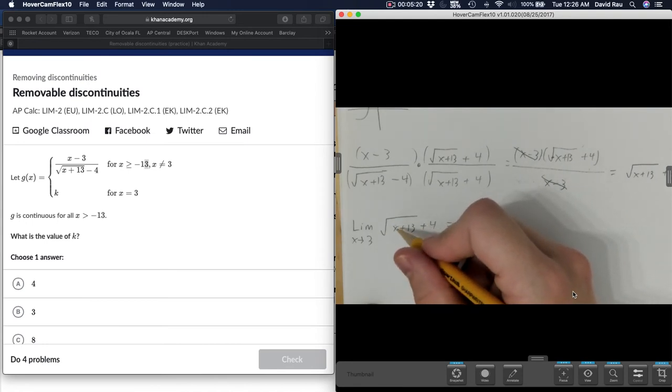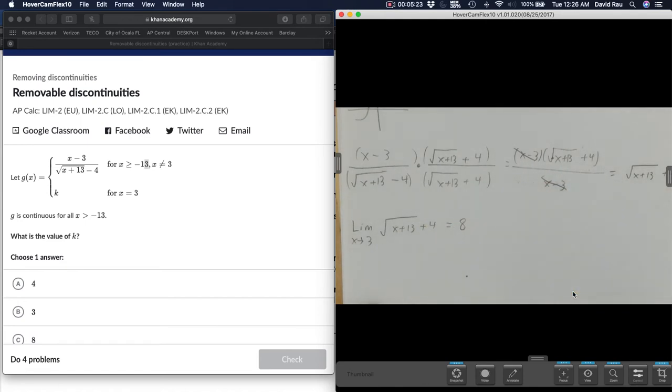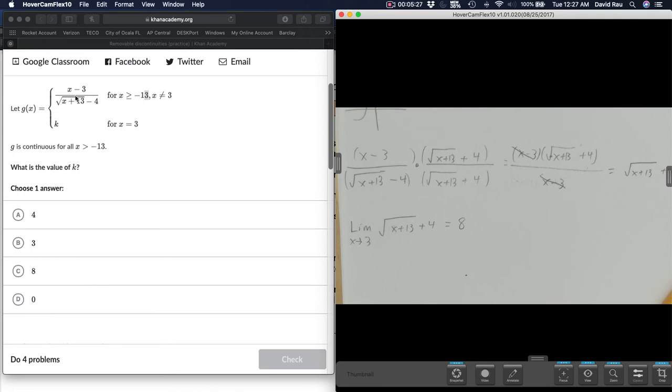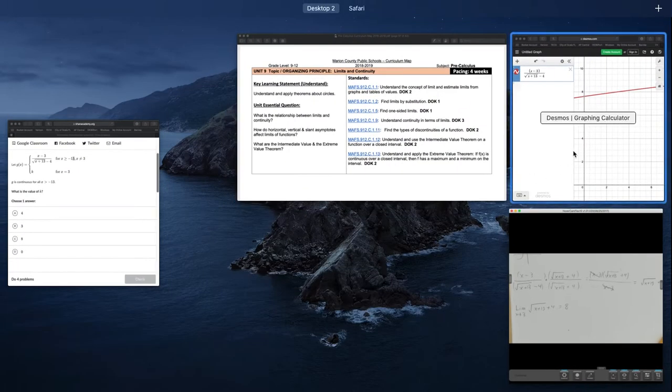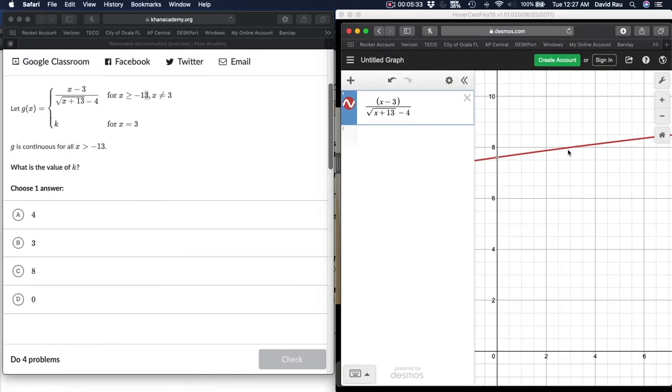So we really just have 4 plus 4, so we get 8. The same thing I've been saying all along. Okay, so in other words, there's a hole in this graph. The hole is at 3. What is everything around that hole leading up to? 8. So what value fills this hole, therefore making this function continuous?